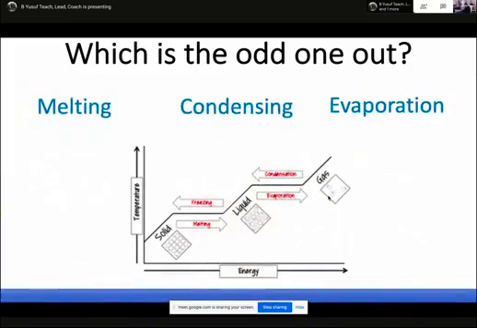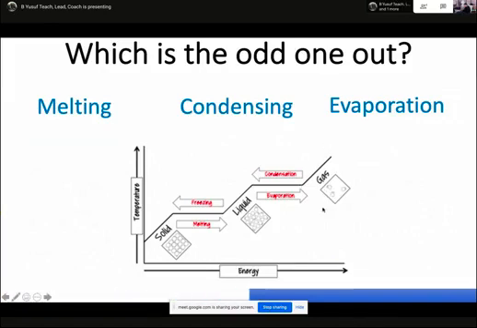What about this one? Now, this is a little bit trickier. Which of these 3 processes is the odd one out? Melting, condensing, evaporation. And you've got the states of matter graph here, just to give you a little bit of a clue as to what may be happening and which could be the answer. What did you think?